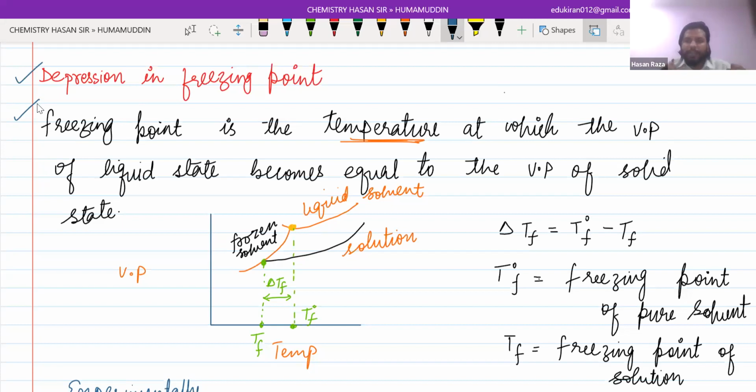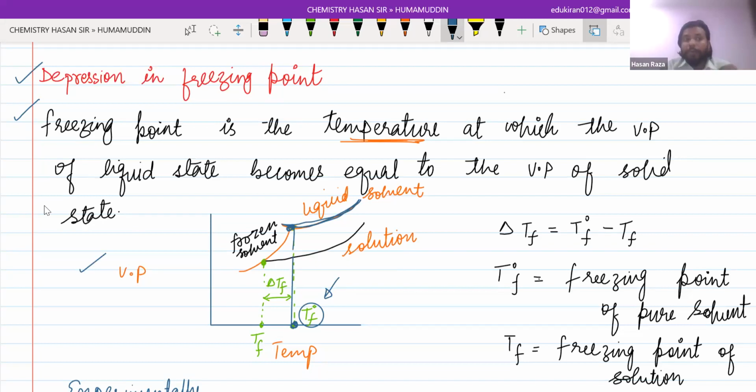So both the vapor pressure of the physical states, solid and liquid, become equal. That temperature is your freezing point. Now we plotted a graph between vapor pressure and temperature, and here is the graph. This is the graph for the liquid solvent, that means pure solvent. And here you can see it started freezing. That means this is the temperature at which it starts freezing. That means this T naught F is the freezing point of the pure solvent.